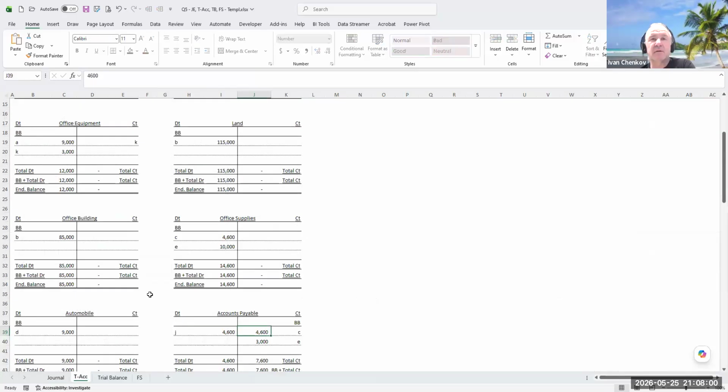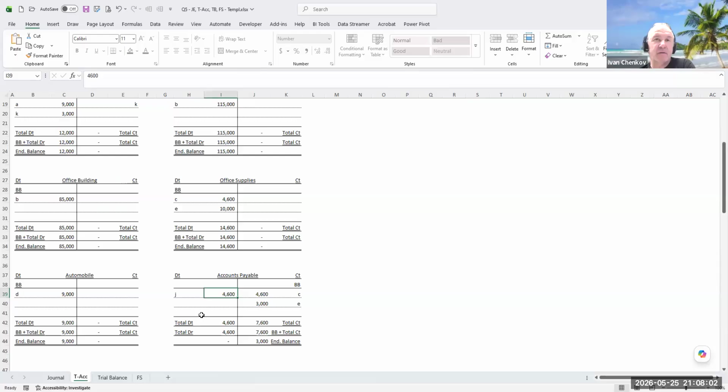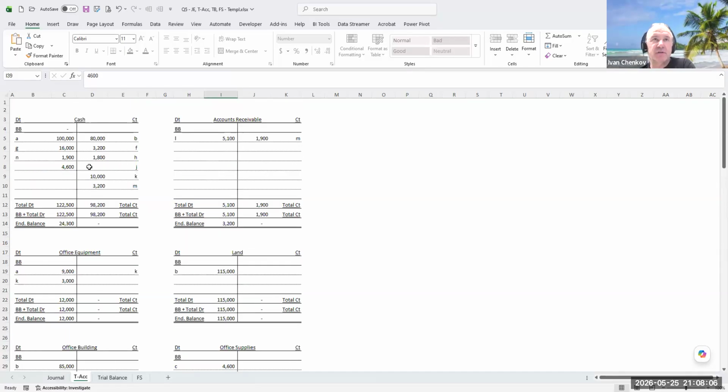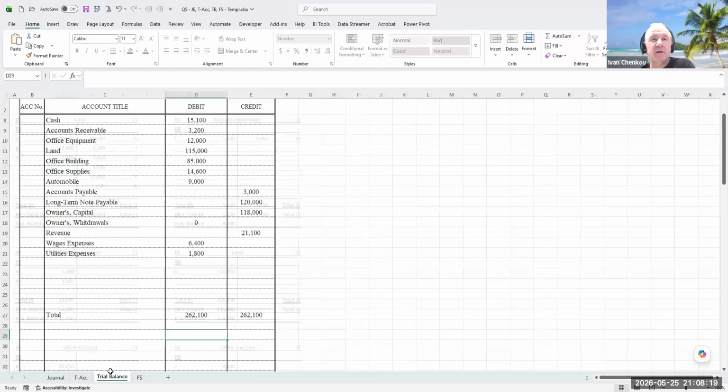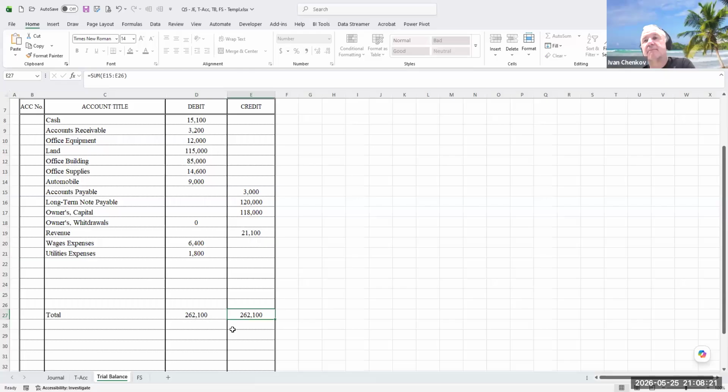So I'm going to the T accounts. I have my debit accounts payable 4,600. Let's check now the cash. Oops, instead of credit, I have it on the debit side. So if I put it on the credit side where it should be and delete the debit, then check my trial balance. Now I'm correct.